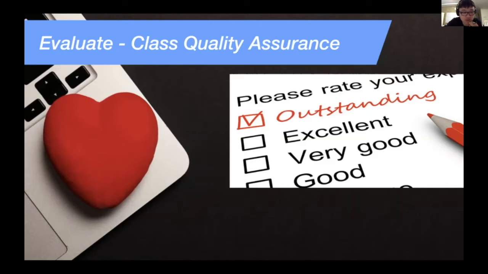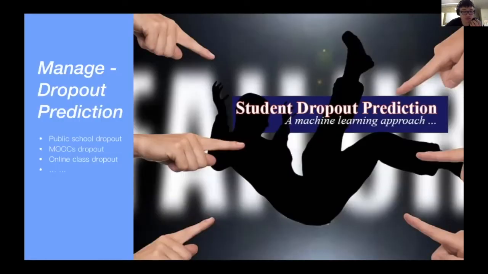That's an important question, and some work has already been done to build good behavior and bad behavior detection to make sure of the overall class quality. And also next, we will move to dropout prediction, which helps people manage the overall educational system.